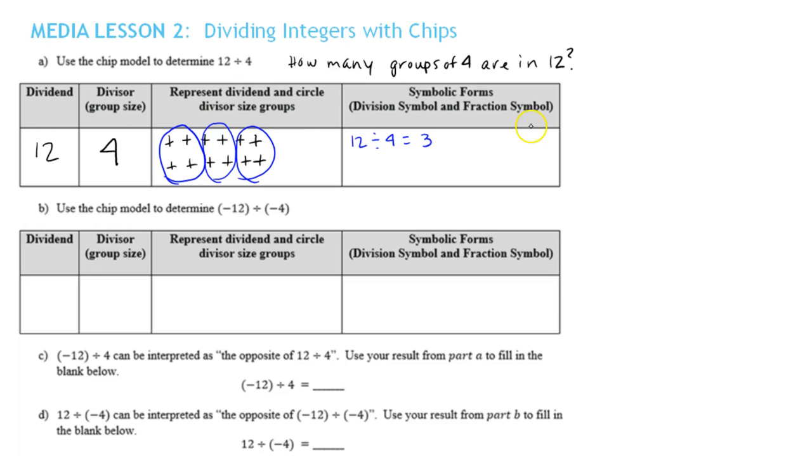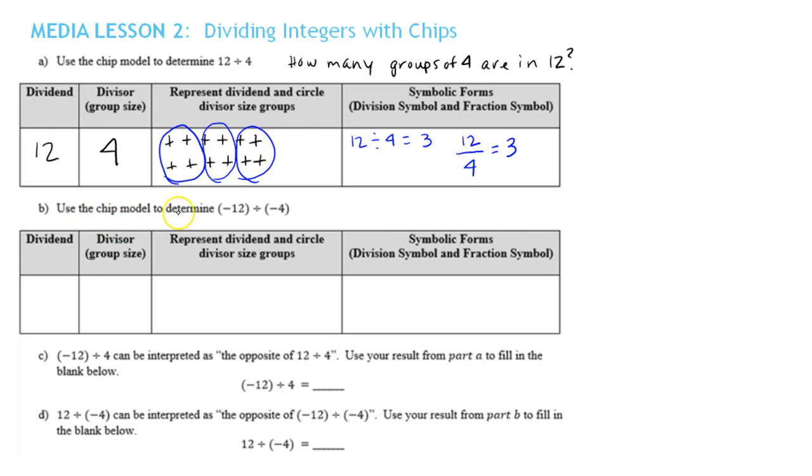And remember, one of the ways we can think of a fraction is as division. So we could also write this using a fraction symbol. 12 over 4, or 12 divided by 4, equals 3. Let's try the next problem.